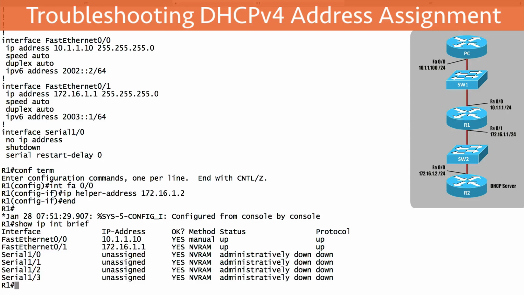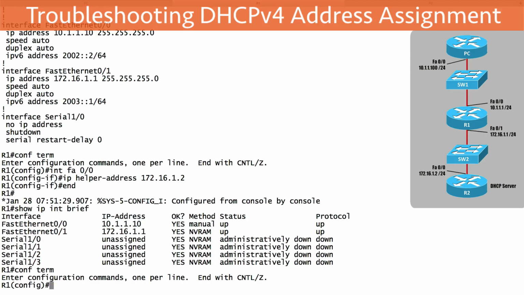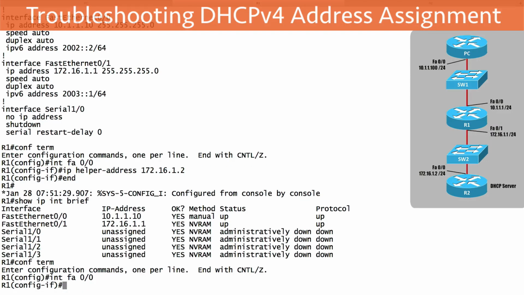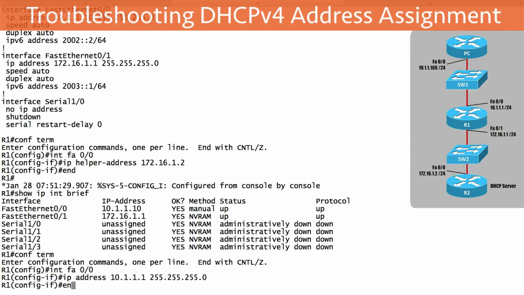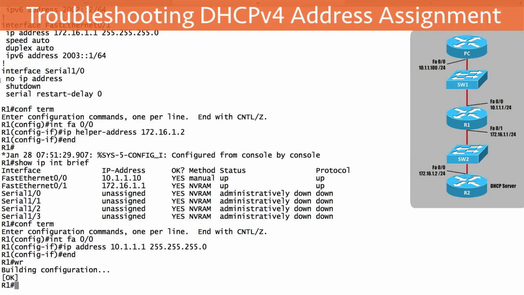Do you see the problem? Yeah, it looks like we typed in an extra 0. We did not want this extra 0. It looks like FastEthernet 0/0 actually has an IP address of 10.1.1.10. It shouldn't be that. It should be 10.1.1.1. Let's correct that. Let's go into interface FastEthernet 0/0 and say the IP address is 10.1.1.1, and we've got a 24-bit subnet mask. I'll save that.